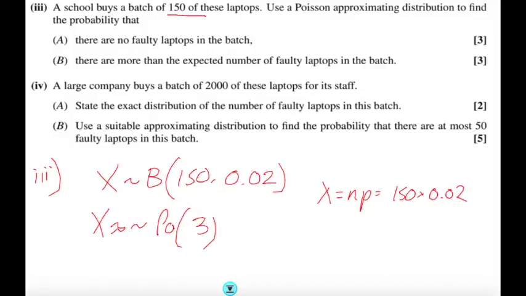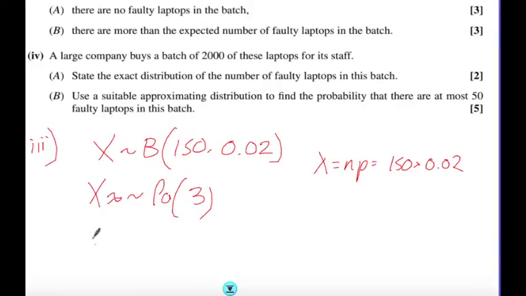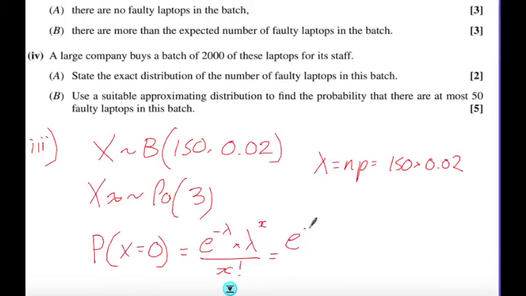Right. So then they want the probability there are no faulty laptops in the batch. So in other words, the probability x equals 0. If you remember, it's going to be e to the minus lambda times lambda to the x over x factorial. Because x is 0 here, it's going to be e to the minus 3 times 3 to the power of 0 over 0 factorial. So, as is the case when you're finding the probability x equals 0 for any Poisson distribution, it's just e to the minus lambda. So e to the power of minus 3 is 0.0498.